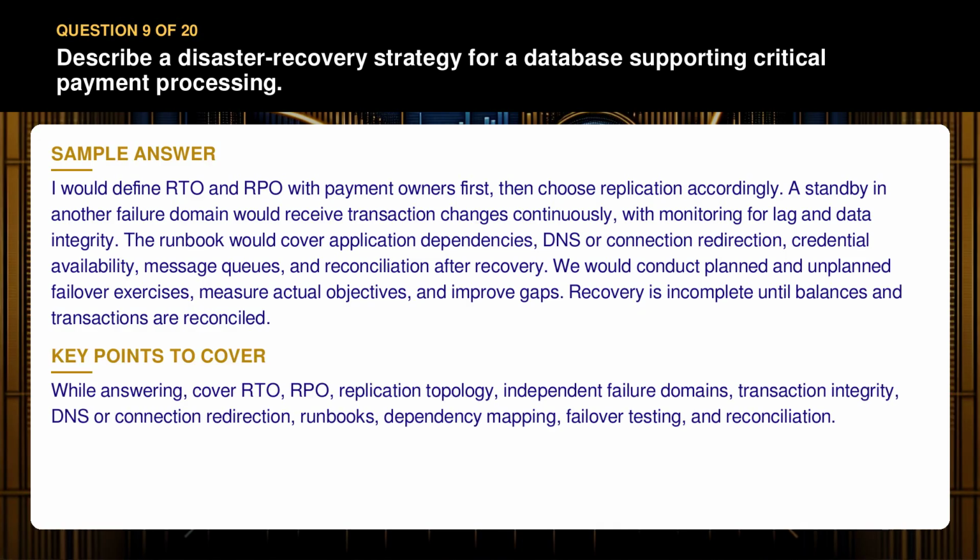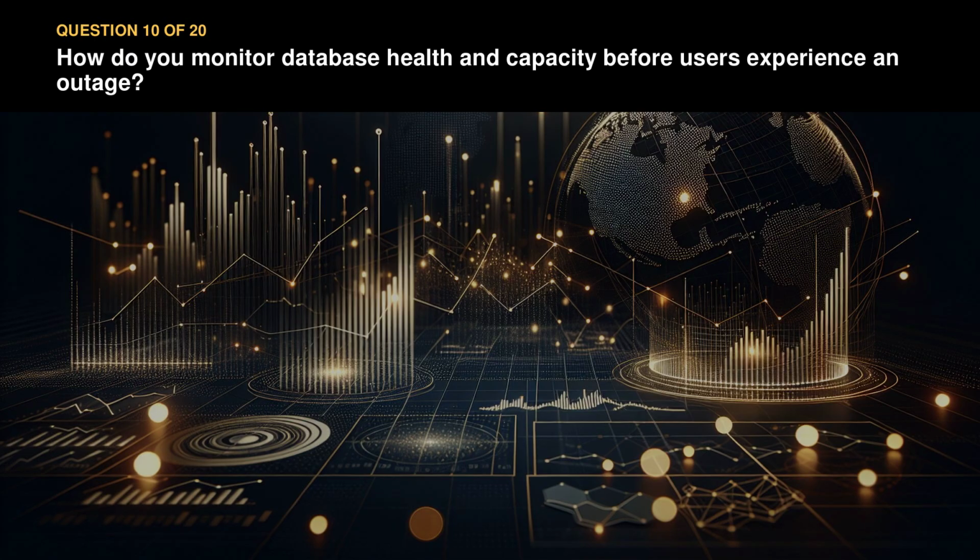While answering, cover RTO, RPO, replication topology, independent failure domains, transaction integrity, DNS or connection redirection, runbooks, dependency mapping, failover testing, and reconciliation. Question 10. How do you monitor database health and capacity before users experience an outage?